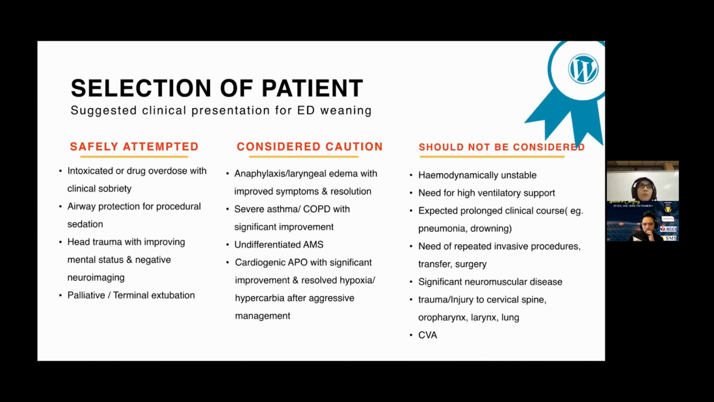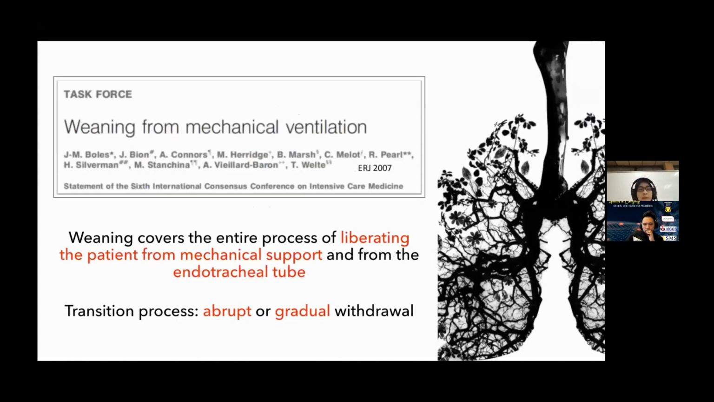Right. So before we proceed to the phases of weaning, we need to know the definitions of weaning from mechanical ventilation. This was taken from the European Resuscitation Journal in 2007. Weaning covers the entire process of liberating the patient from mechanical support and from the endotracheal tube. So they got two things there. You are liberating the patient from the mechanical support, which is from your ventilator, and from the endotracheal tube. They got two processes in the weaning.